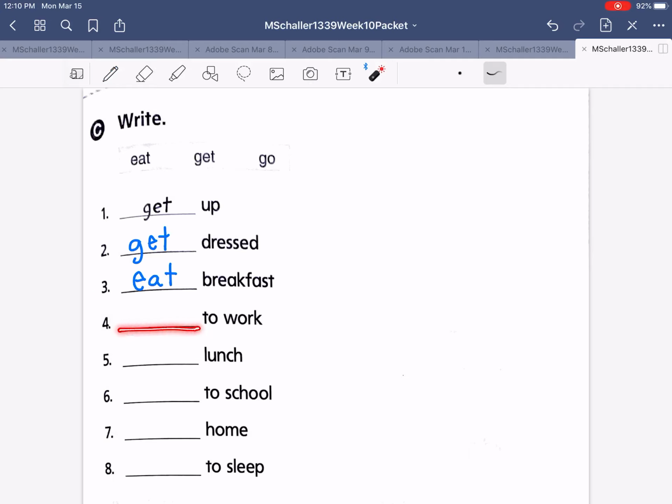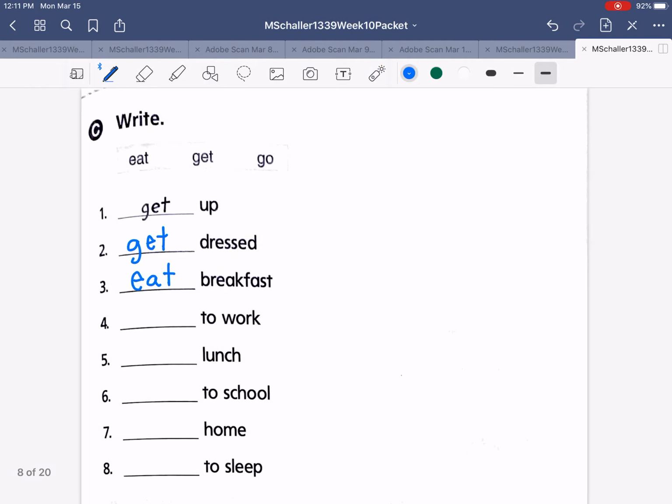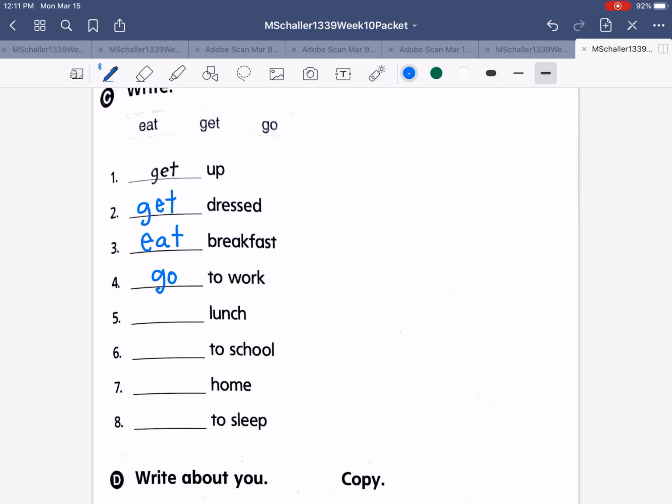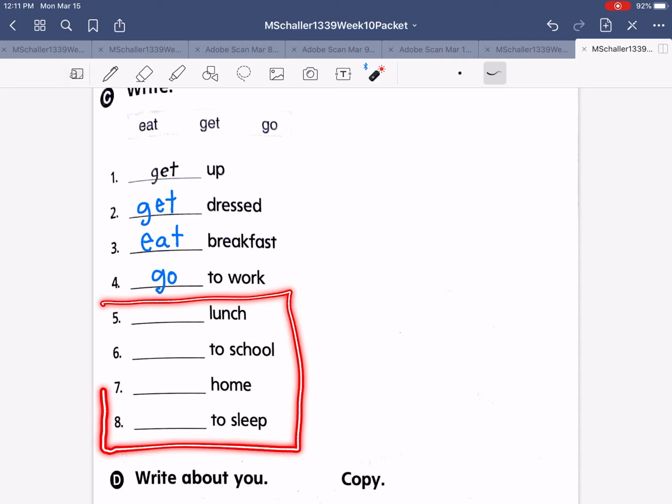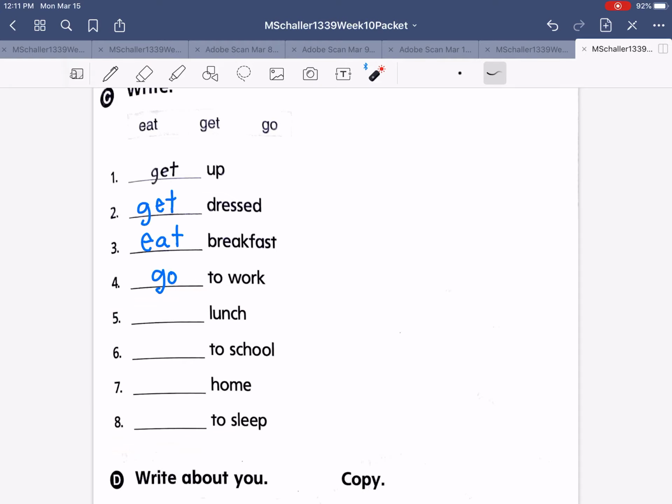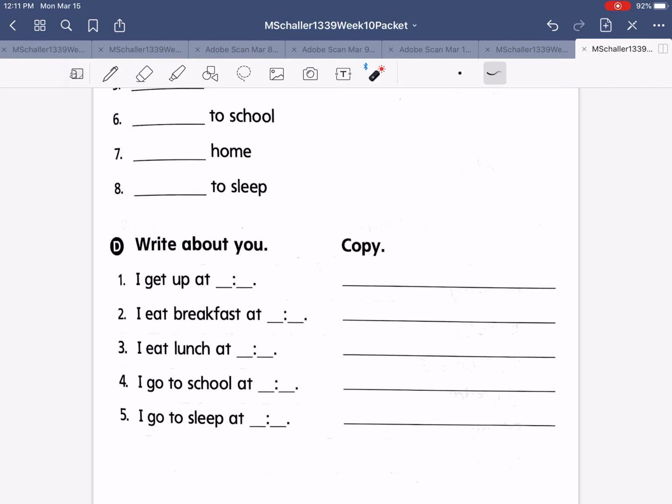Number four, blank to work. Is it eat to work, get to work, or go to work? Go to work. Oops. Go to work. Okay. How about you do numbers 5, 6, 7, and 8 yourself? Again, you can use this page from last week. You finish blank lunch, blank to school, blank home, and blank to sleep. Then down here, write about you.